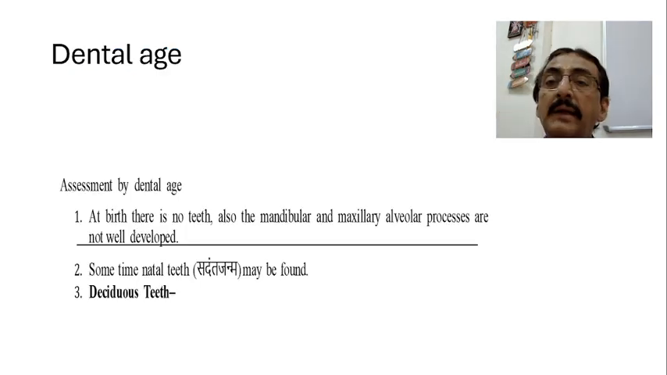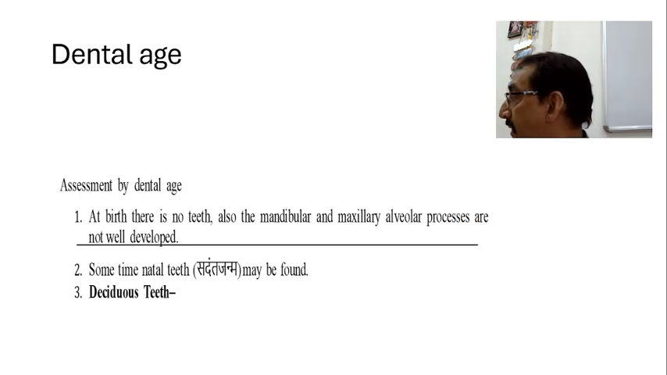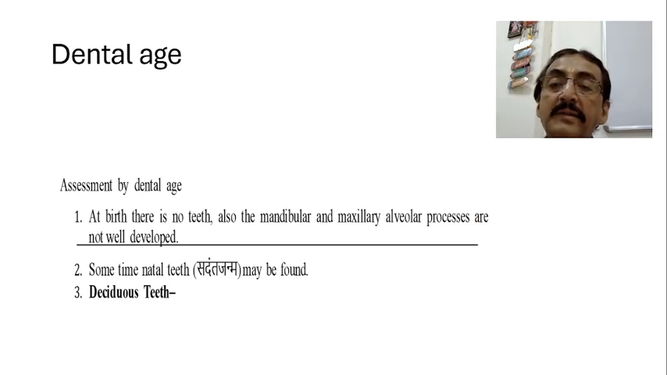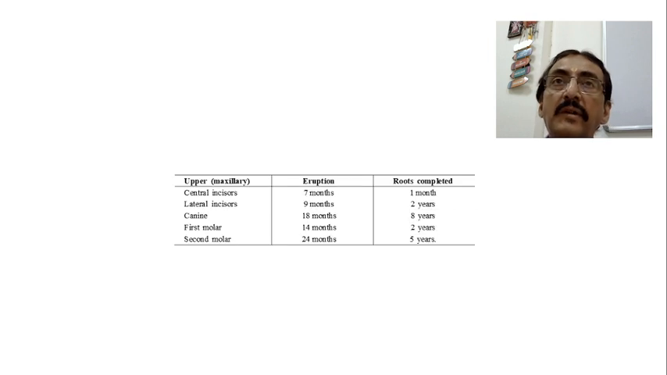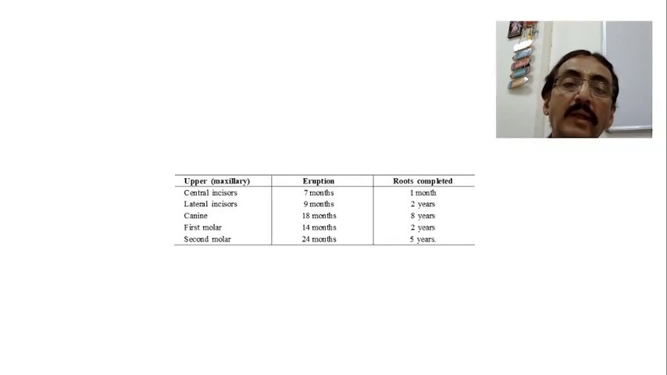Lastly, we will be dealing with the dental age. Assessment by the dental age. At birth there are no teeth. Also the mandibular and maxillary alveolar processes are not well developed at the time of birth. Sometimes there may be natal teeth, what is called sadanta janma in Ayurveda. Then we will have the temporary teeth as well as the permanent teeth, and these are the details of how they appear.